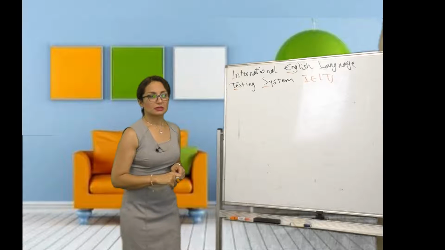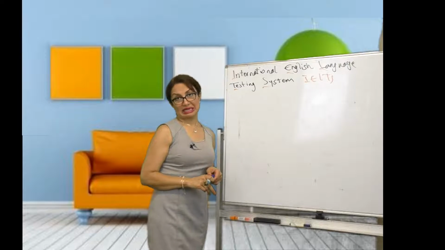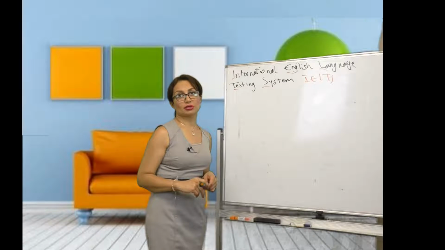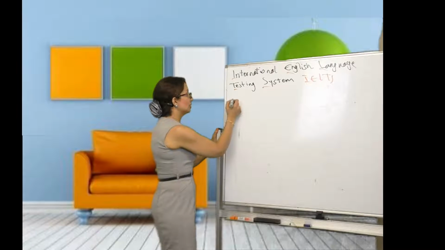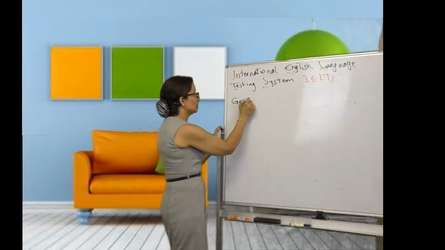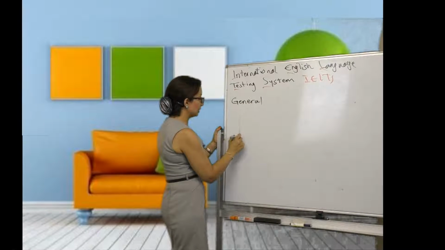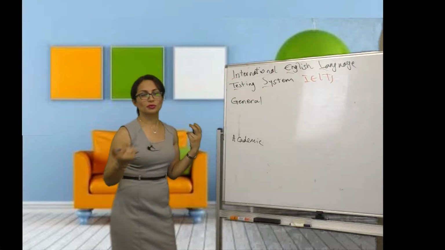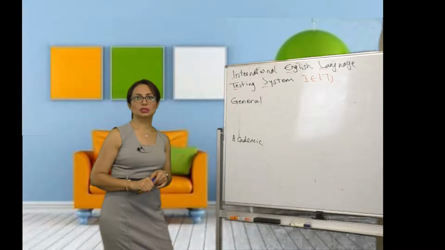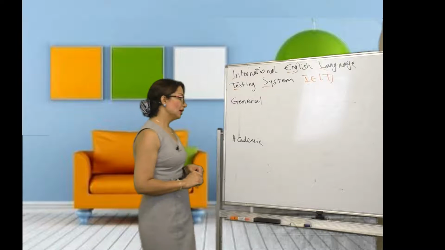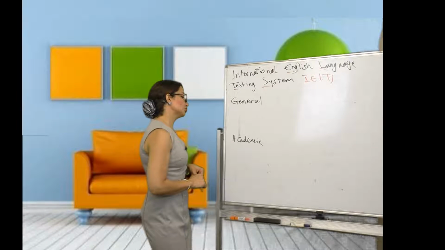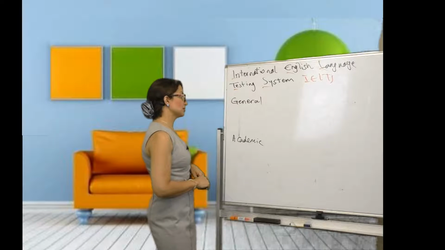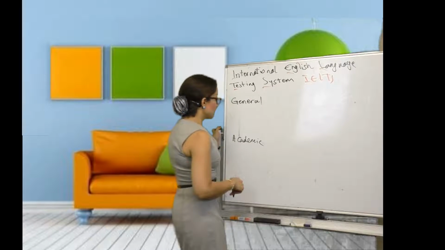IELTS is a paper-based test which measures the 4 skills in English language: listening, reading, writing, and speaking. And it has 2 modules, general and academic. General is for people who wish to apply for work visas, for migration, and for residency. Academic is for people who wish to pursue their education in certain countries of the world. So it's for academic purposes, as the name suggests.